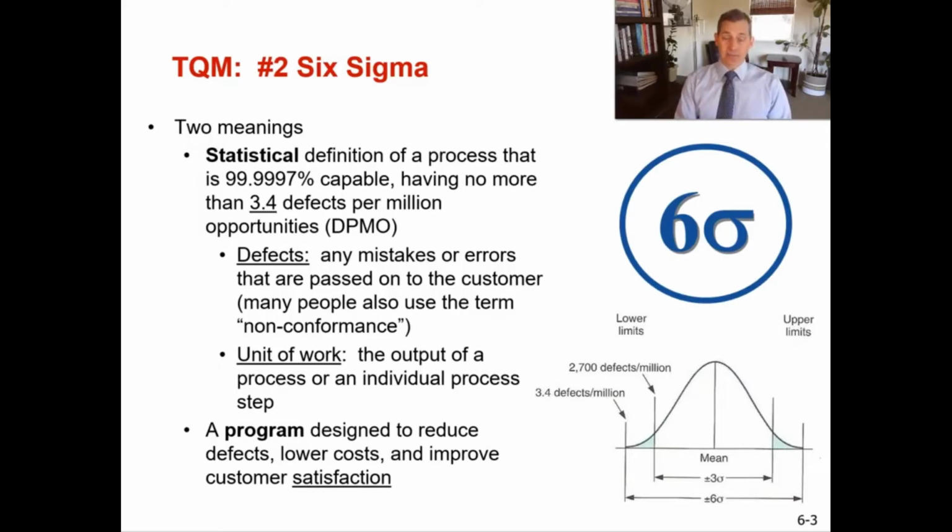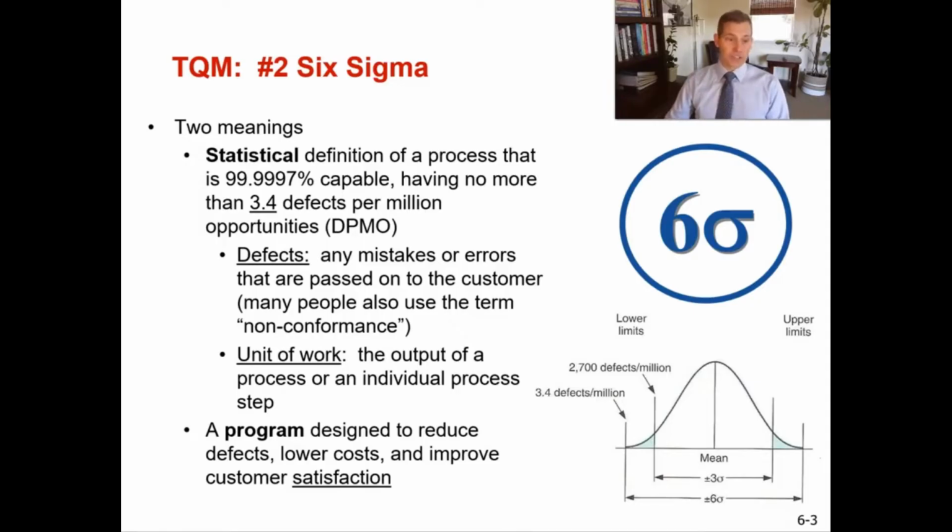So the statistical definition is a process that is 99.9997% capable, having no more than 3.4 defects per million opportunities. So DPMO, defects per million opportunities. So if you make 1,000,000 of these red pens, to be Six Sigma quality, you'd only have a defect on 3.4 of them, or essentially in this case, because it's a product, 3 defects out of 1,000,000 opportunities. So that's Six Sigma quality.